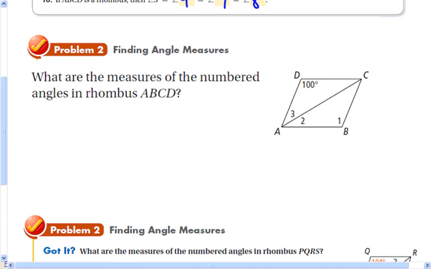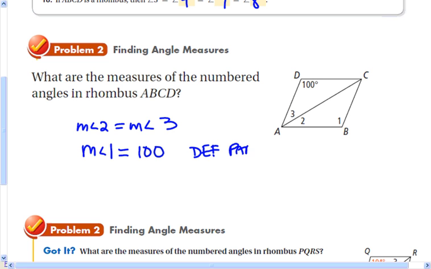All right, what are the measures of the numbered angles in the rhombus ABCD? So we're going to use those properties we just figured out. Now, because this is a rhombus, AC bisects angle A and angle C. So the measure of angle 2 is equal to the measure of angle 3. We also know that the measure of angle 1 is equal to 100 because a rhombus is also a parallelogram, so opposite angles are congruent. That's from the definition of parallelogram, or a property of parallelogram.